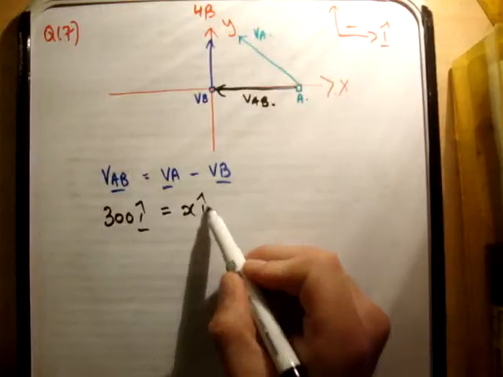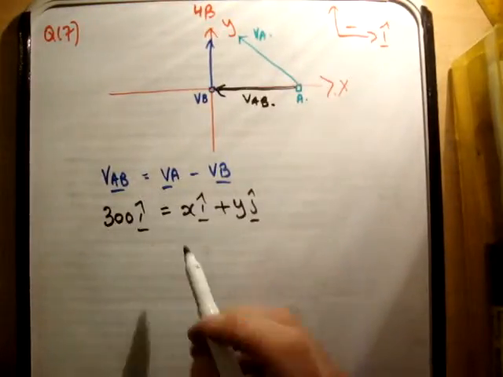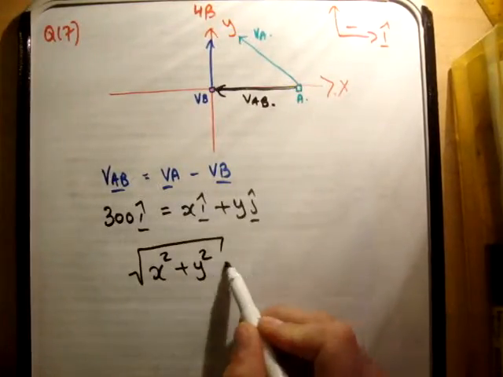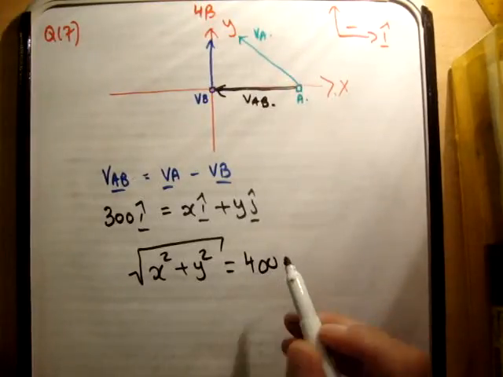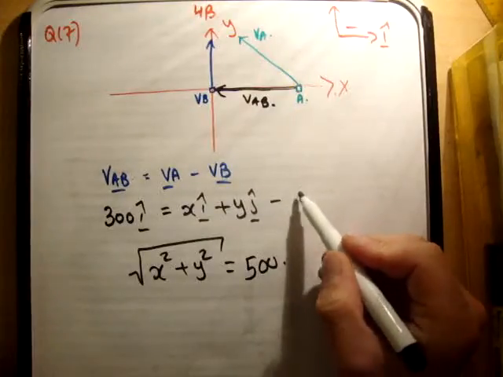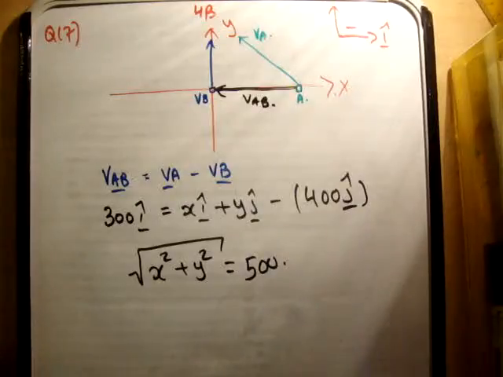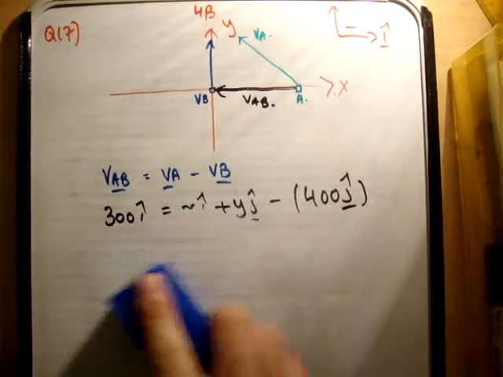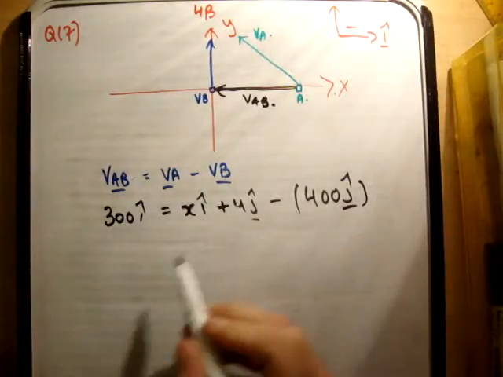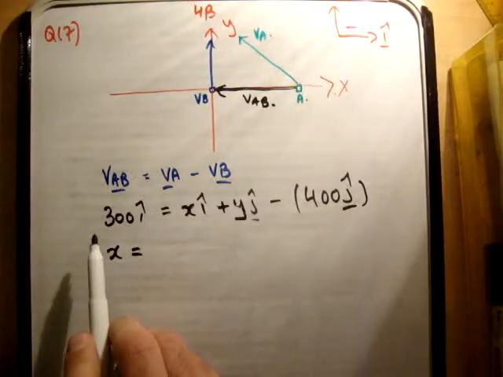We'll say it's x i hat plus y j hat, because we don't know what it is, but we know the magnitude of that vector. We know that the square root of x squared plus y squared will give us 500, excuse me, and we have to take away 400 j hat, like so. And what will that give us? I'm sorry for rubbing that out there. That, of course, will give us that x is equal to this right here.